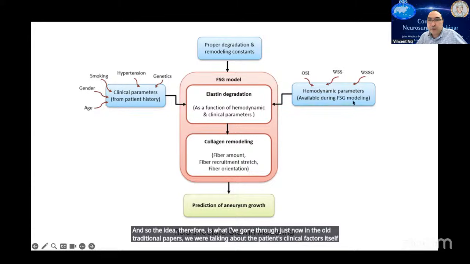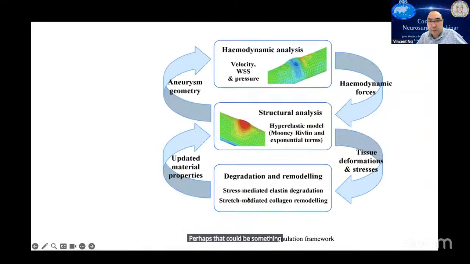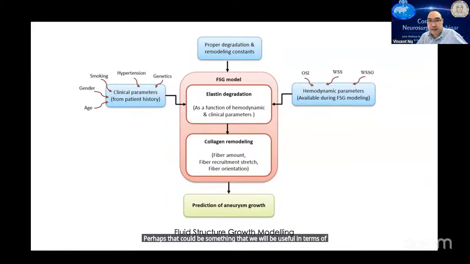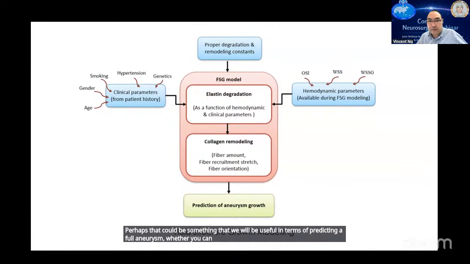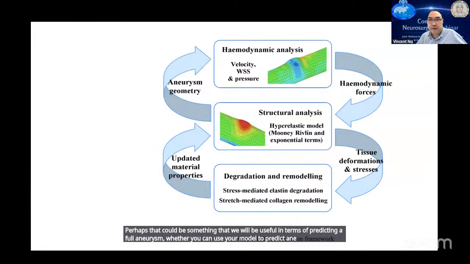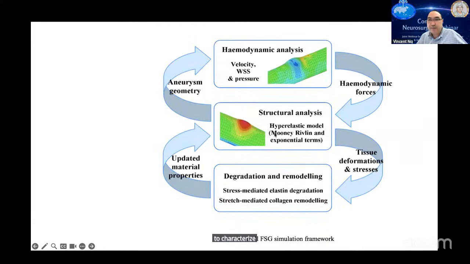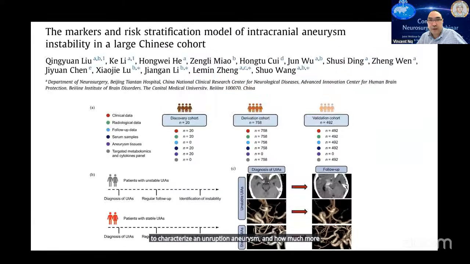If you're able to put in the hemodynamic factors plus the actual wall modeling that you can do, perhaps that could be something that will be useful in terms of predicting a full aneurysm, whether you can use your model to predict aneurysm growth. And really, it depends on how much information you have to characterize an unruptured aneurysm and how much more you can do.